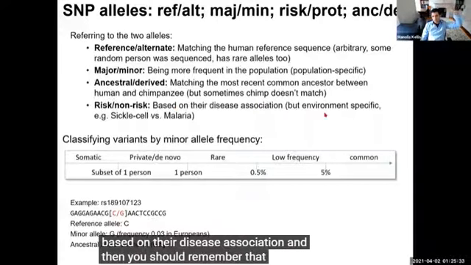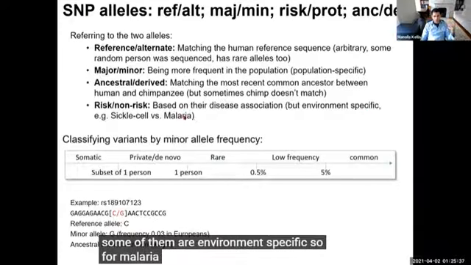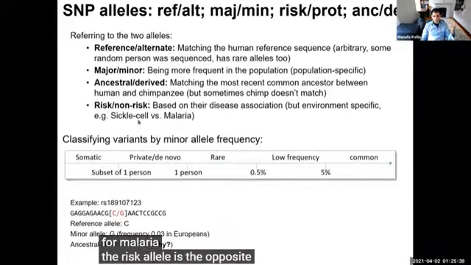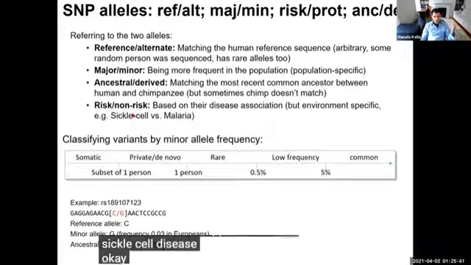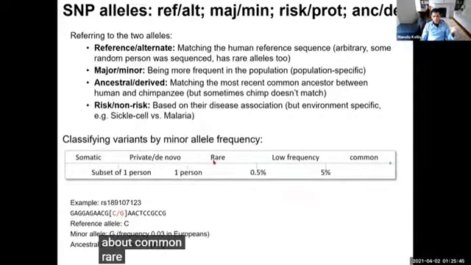And then you should remember that some of them are environment specific. So for malaria, the risk allele is the opposite than for sickle cell disease. Okay. And then we're going to be talking about common, rare, and private variants.